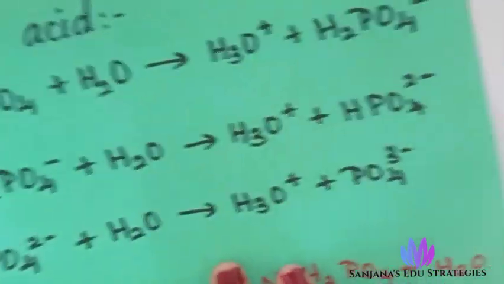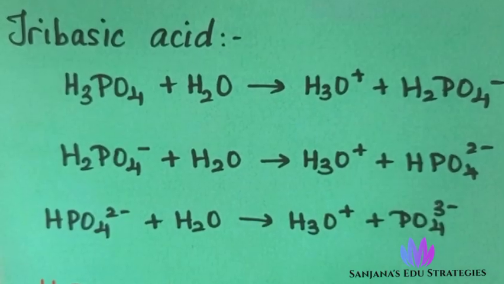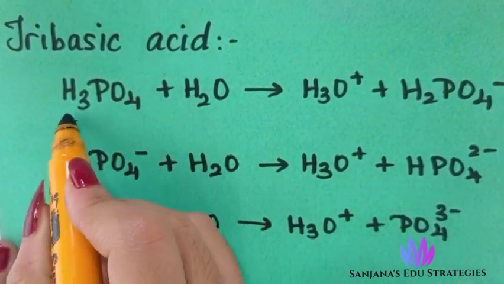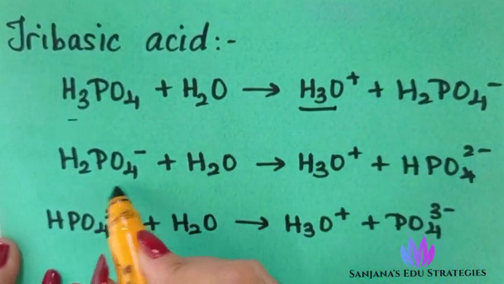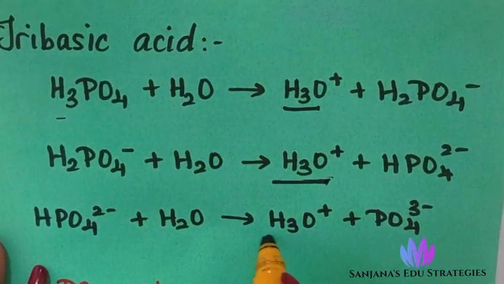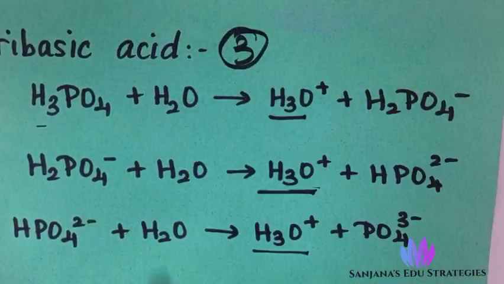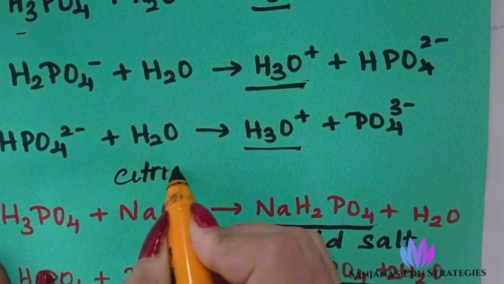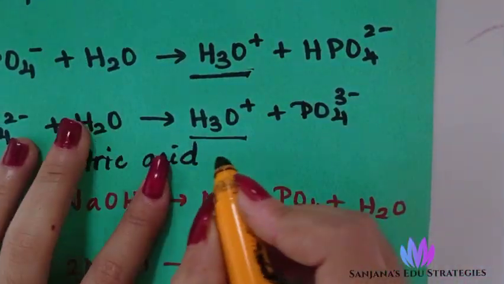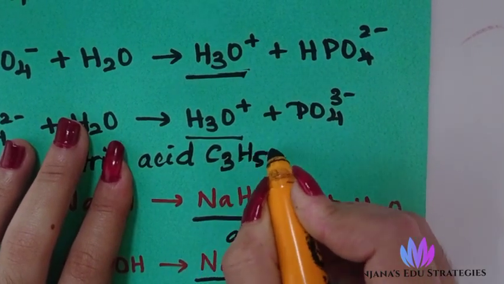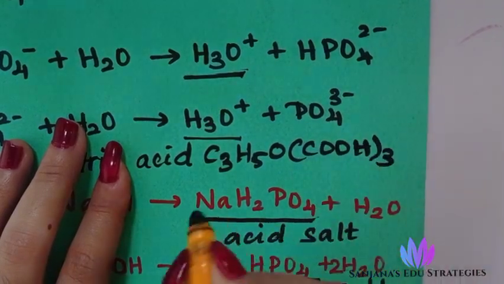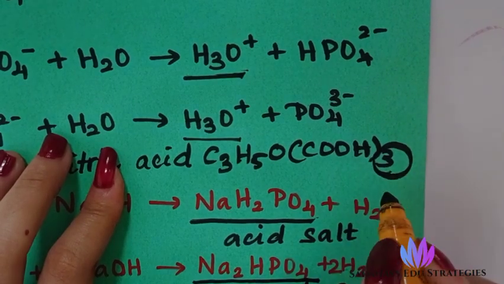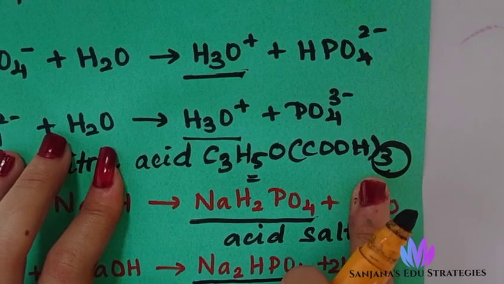Next is about tribasic acid. In tribasic acid, the acids on ionization produce 3 hydronium ions. You can see the example H3PO4, that is phosphoric acid. Plus water, it forms one hydronium ion. Again with water it forms another one, and again with water another hydronium ion. So totally 3 hydronium ions are formed. The same thing is applicable for citric acid also. I'll just write the formula. Citric acid is C3H5O(COOH) thrice. Here you have to understand that totally 8 hydrogens are present, but only 3 are replaceable. The other 5 are not replaceable. So only these 3 produce 3 hydronium ions.